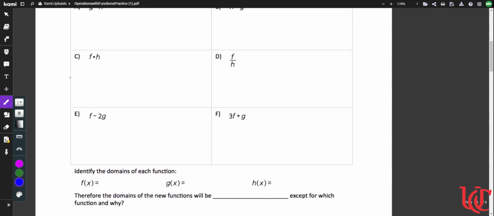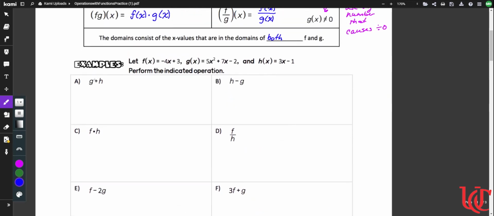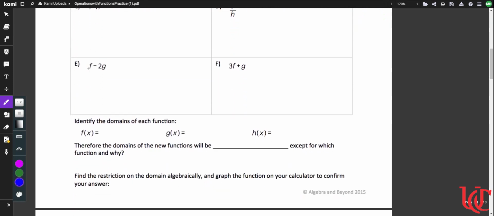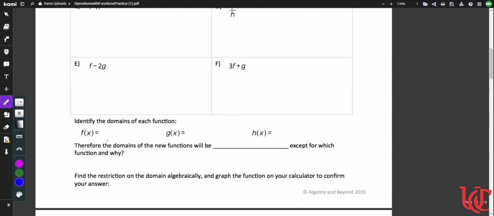When we're identifying the domains of each function, this we will talk about. Domains is what we're allowed to plug in. So if I'm looking at f of x, basically I'm saying, what am I allowed to plug into that equation that's at the top? The only rule that we have is we cannot divide by 0. So as long as there's no variable in the denominator, we're allowed to plug in anything. So the domain of each function for f of x, remember, is negative 4x plus 3. I can plug in anything I want, so this would be all real numbers.